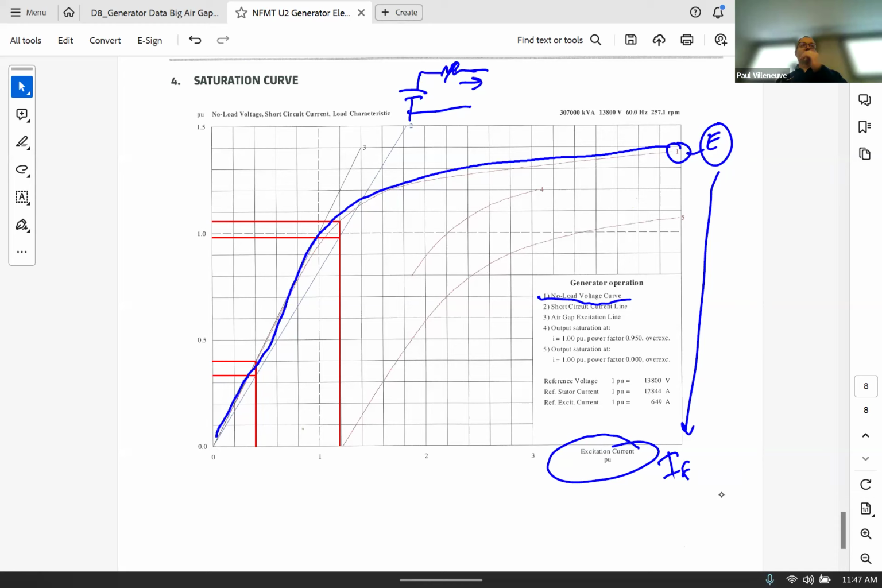If the output voltage is too high or too low, you adjust the resistance here. Let's say the voltage over here is way above nameplate. What do they need to do? They need to bring the current back down and make it a more manageable voltage.